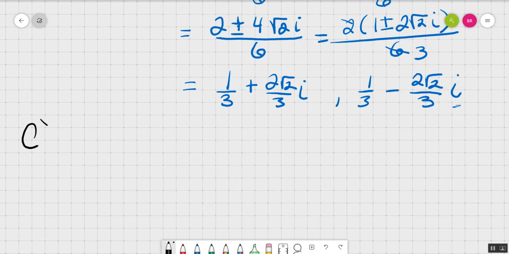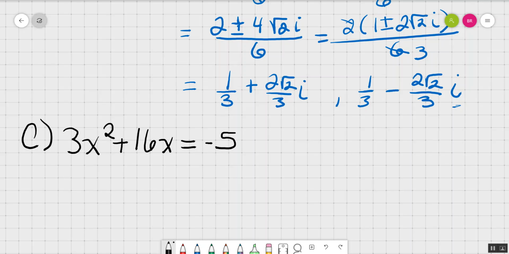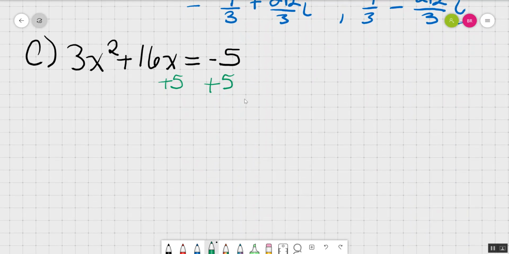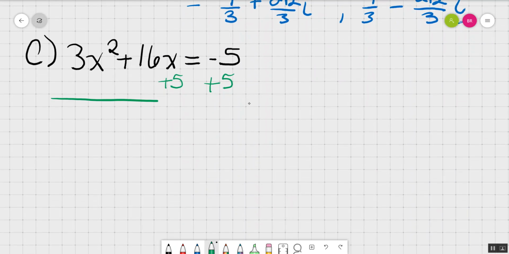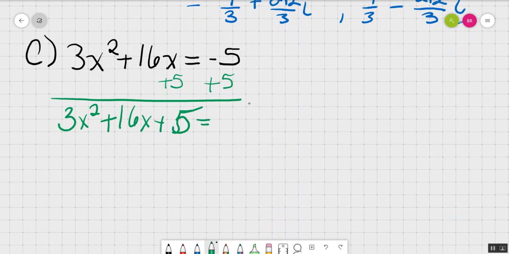Let's do another one. 3x squared plus 16x equals negative 5. I don't remember how this one comes out. Let's find out. Let's go green this time. First of all, got to make one side 0, so I'm going to add 5 to both sides. I feel like the green isn't as visible. Wonder if I make it darker green. Nope, no options. Too bad. So I have 3x squared plus 16x plus 5 equals 0.